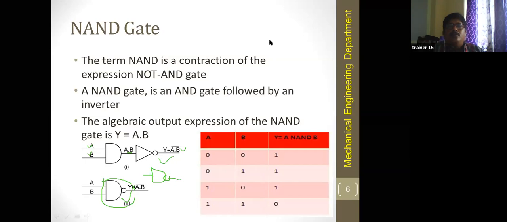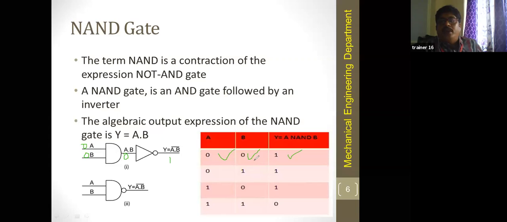Now all of you see here. Now the input of A is 0, and the input of B is also 0. Then A into B is nothing but 0, it's clear? And the inverse of 0 is 1, right? The inverse of 0 is 1.